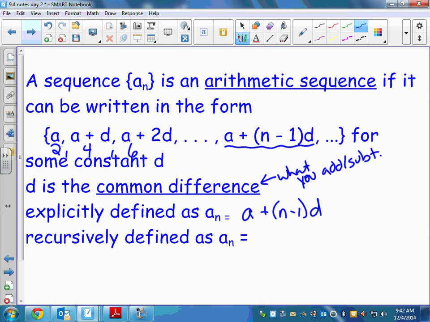But we're going to say A sub n equals take the 1 before it, so that would be A sub n minus 1, and you're going to add whatever your common difference is. And every time. That's it. There's nothing else to do with it, except you need to say where to start. Since we're using n, we're always going to start with n greater than or equal to 2, because they're going to give you the first term, and then we'll write the formula for every term after the first term.